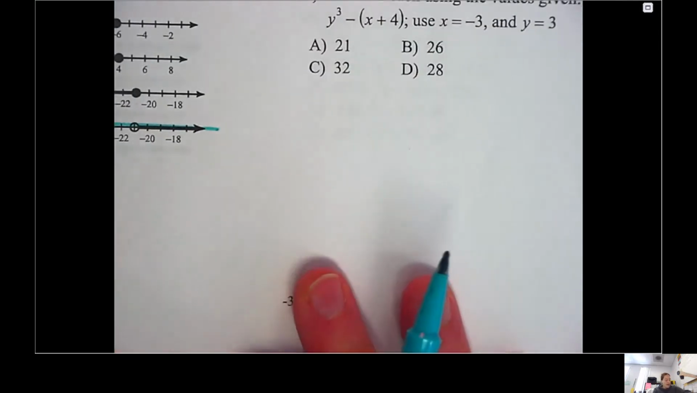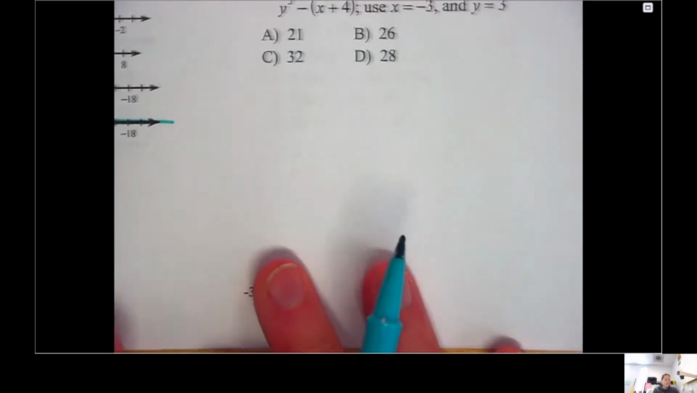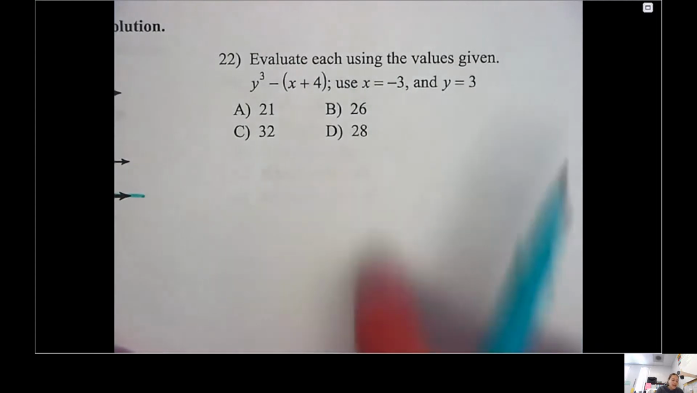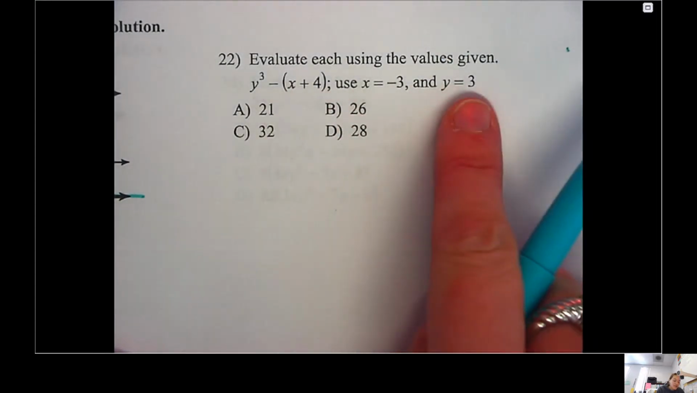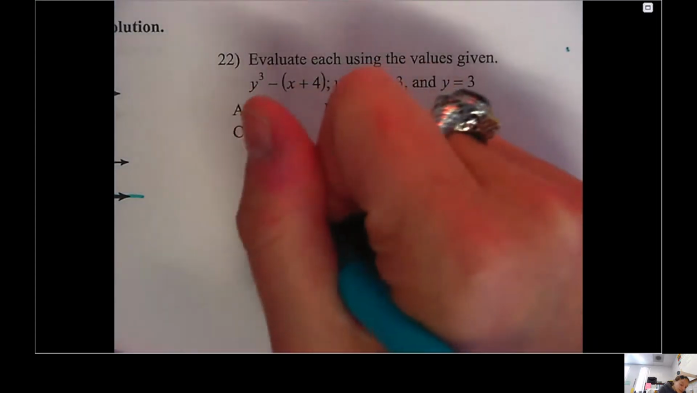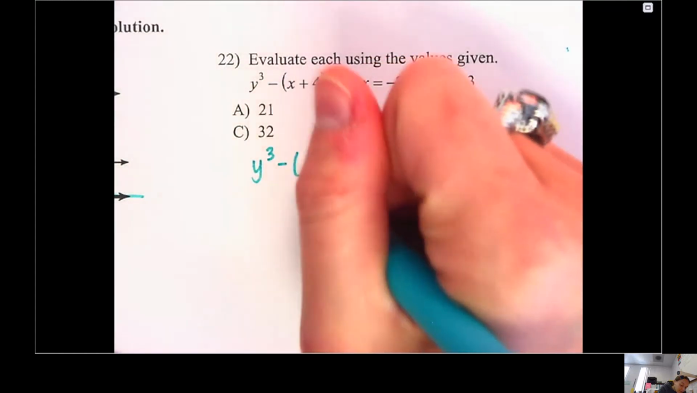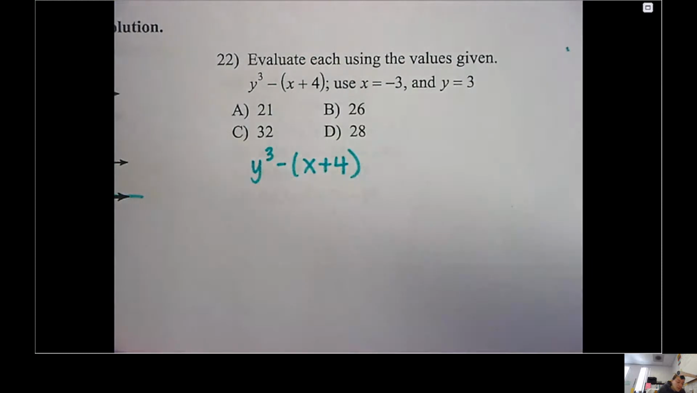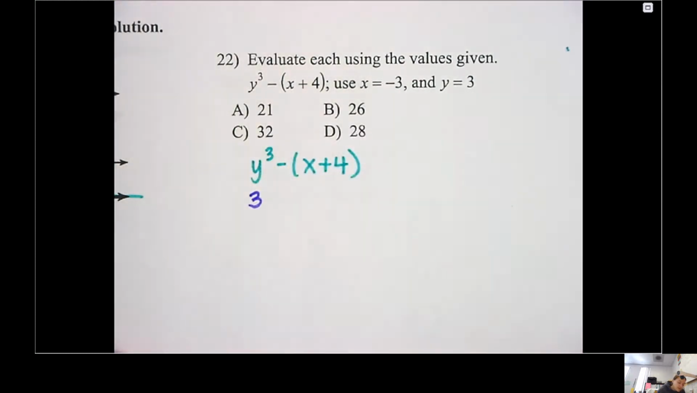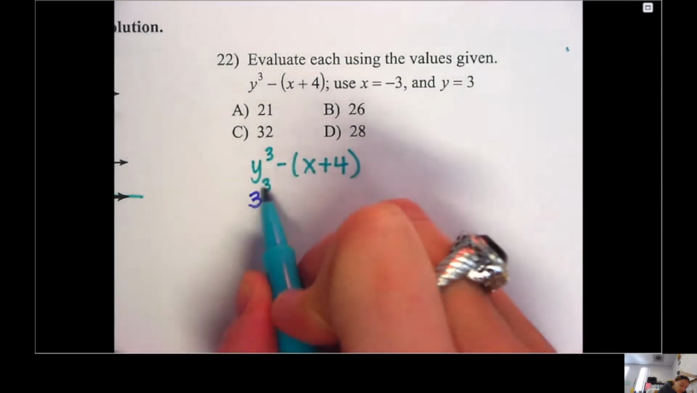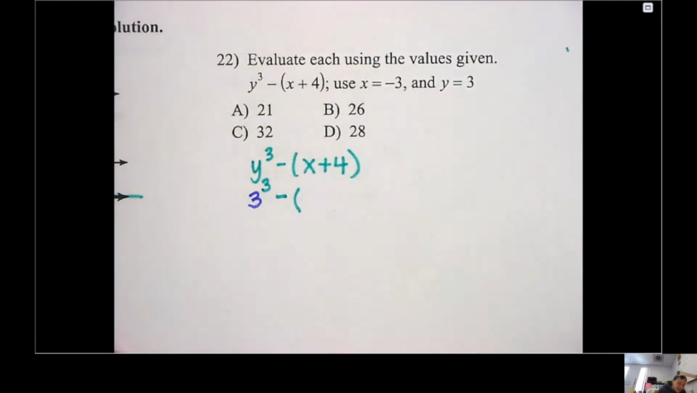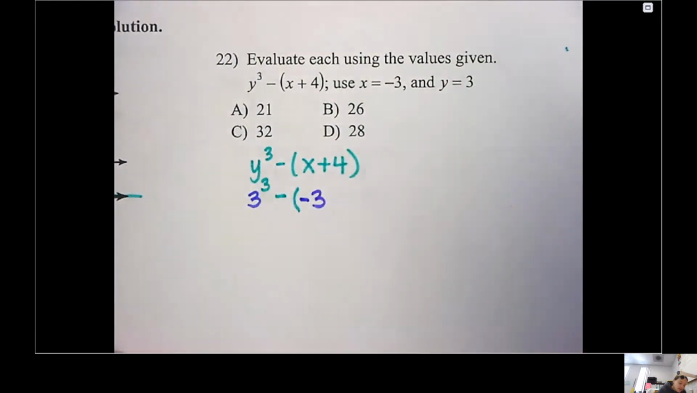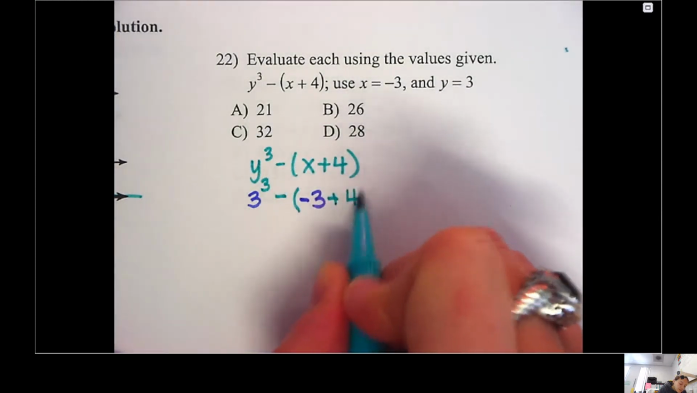Okay. 22. Evaluate using the values given. So I've got -3 for my x value. I've got 3 for my y value. So just like we did before, I'm going to be really careful about plugging in my pieces. So instead of y, I'm going to plug in a 3 here. Minus, instead of x, I'm going to put in -3 and then plus 4.